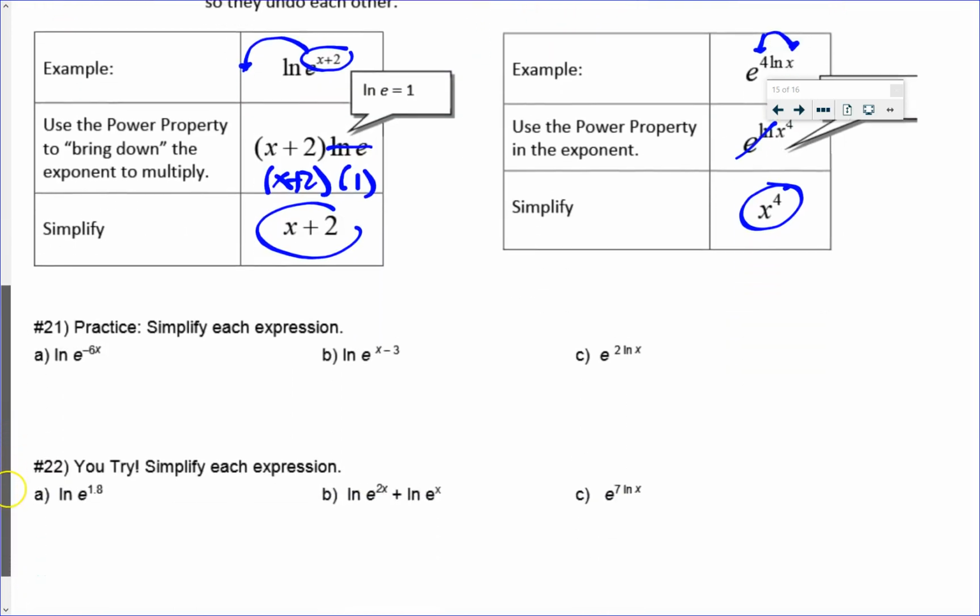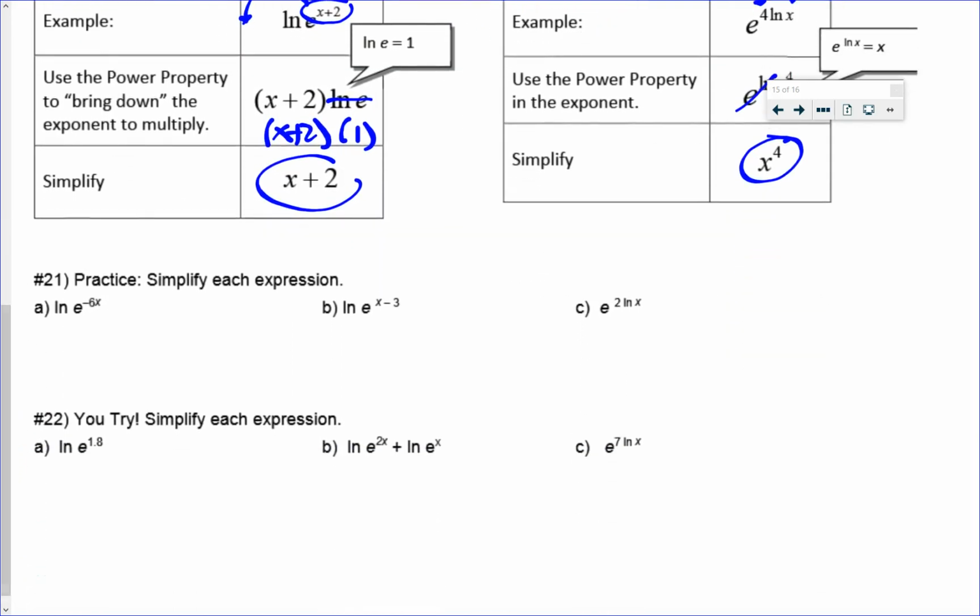Okay. So natural log of e raised to the negative 6x. Natural log and e cancel out because that's the same thing as saying log base e of e to the negative 6x. Does that make sense? That is the exact same thing. Natural log is a log of the base e. So they cancel out, and we're left with just negative 6x.